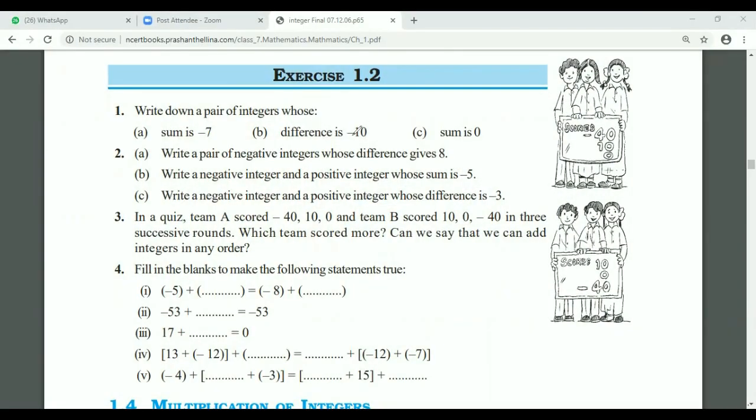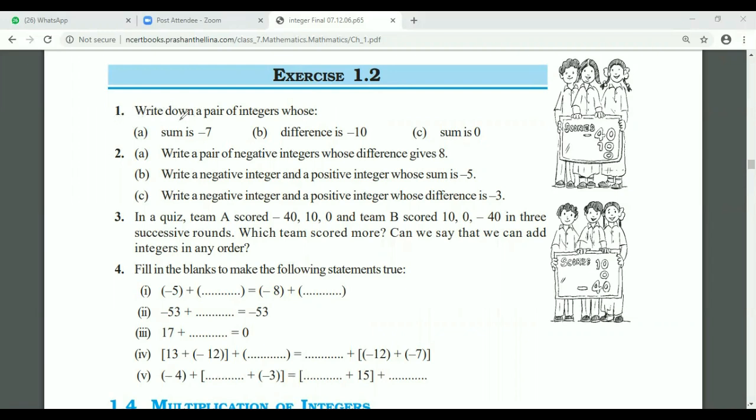In this video, we are discussing exercise 1.2 of the NCERT mathematics textbook of class 7. That is the second exercise of the first chapter, Integers, of mathematics class 7 NCERT. Let's go through the questions.